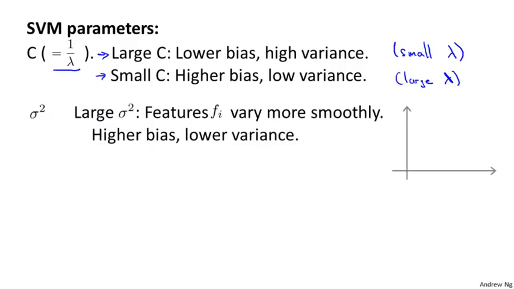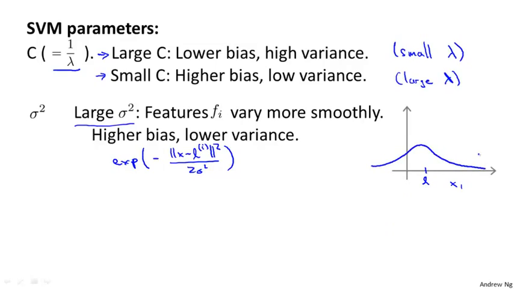The other one is the parameter sigma squared, which appeared in the Gaussian kernel. The similarity function was e to the minus the squared norm of x minus landmark, over 2 sigma squared. In this 1D example, if I have only one feature x1 and a landmark at that location, and sigma squared is large, then the Gaussian kernel will tend to fall off relatively slowly. So this feature f_i would be a smoother function that varies more smoothly, and this will give me a hypothesis with higher bias and lower variance. Because the Gaussian kernel falls off smoothly, you tend to get a hypothesis that varies slowly, or very smoothly, as you change the input x.